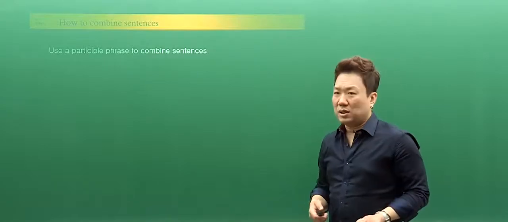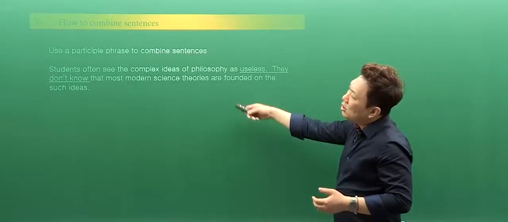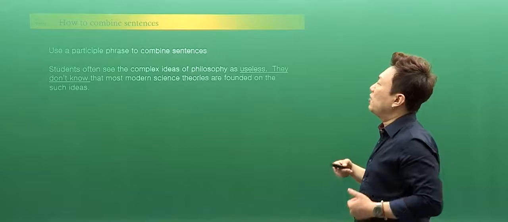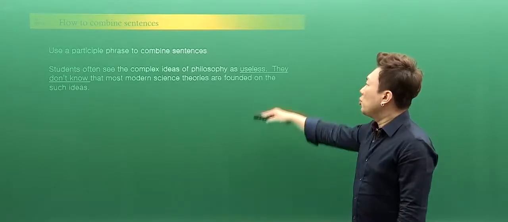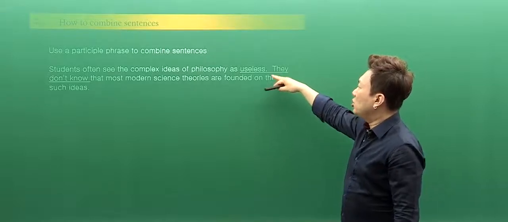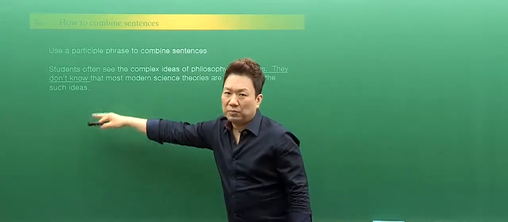How to combine those sentences? First of all, use a participle phrase to combine sentences. Why did I choose this one first? Because this most commonly appears in the test, okay? Let's look at it today. Students often see the complex ideas of philosophy as useless. They don't know, okay? So we underlined useless and the following subject and verb.